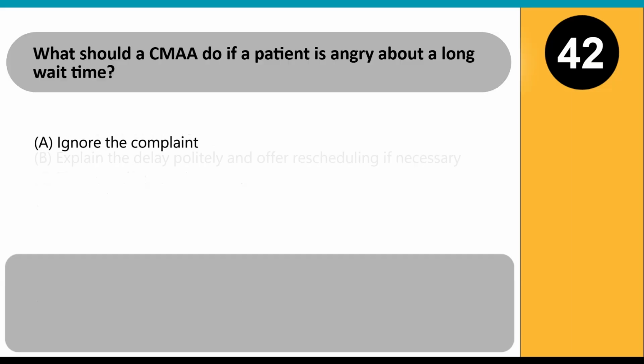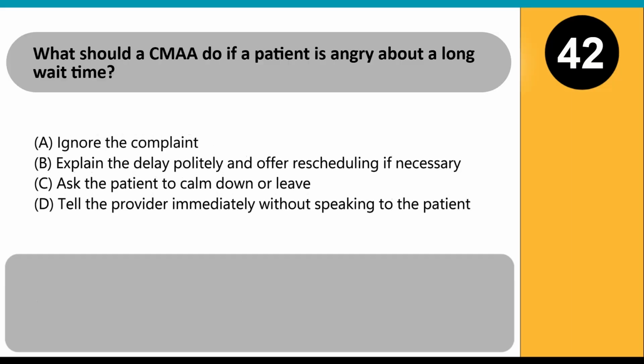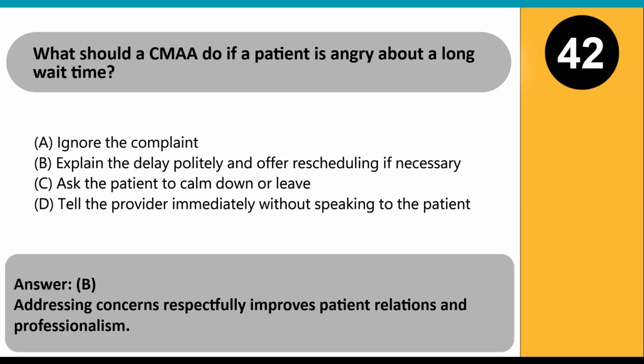What should a CMAA do if a patient is angry about a long wait time? A. Ignore the complaint. B. Explain the delay politely and offer rescheduling if necessary. C. Ask the patient to calm down or leave. D. Tell the provider immediately without speaking to the patient. Answer B. Addressing concerns respectfully improves patient relations and professionalism.